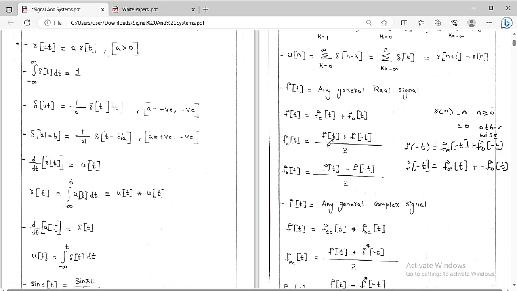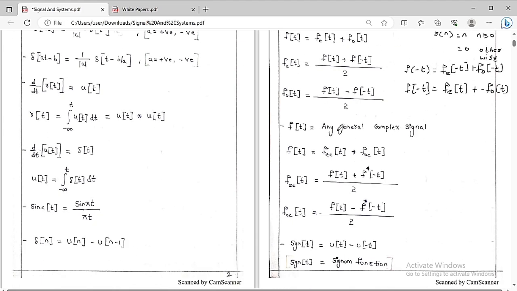Therefore we can say any real signal I can write as the summation of the even signal plus the odd signal. So f of t is equal to f e of t plus f o of t, where f e of t is f of t plus f of minus t by 2, and f o of t is equal to f of t minus f of minus t by 2. So any real signal I can write as the summation of the even signal as well as the odd signal. These things you always have to keep in your mind.